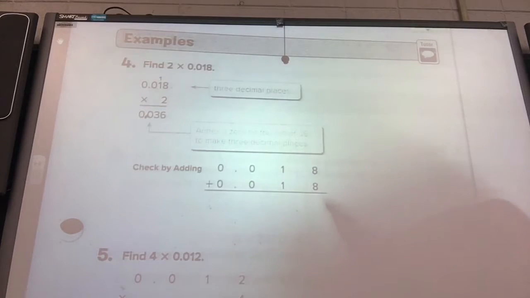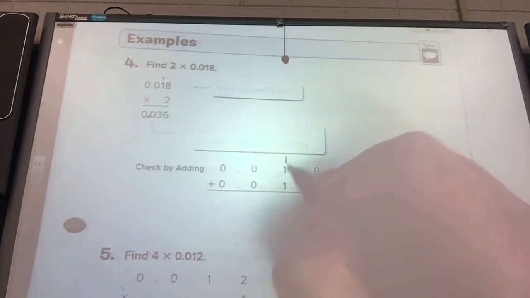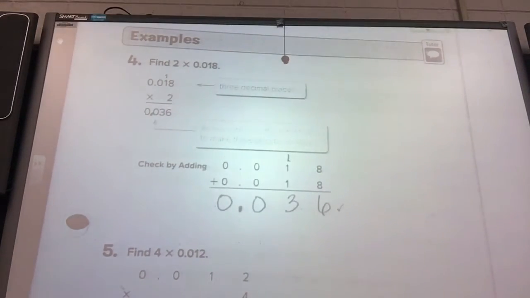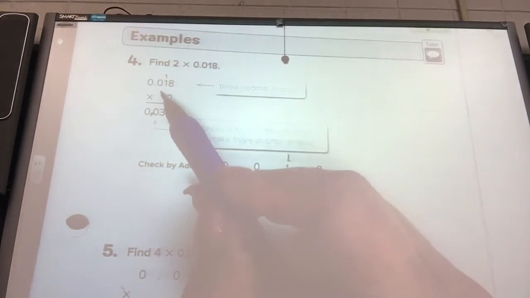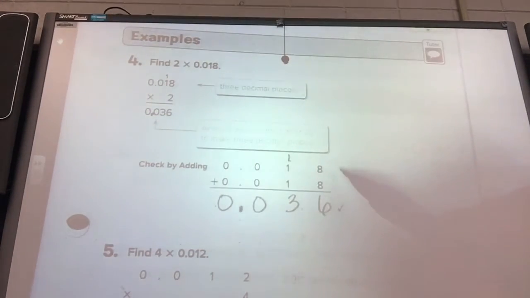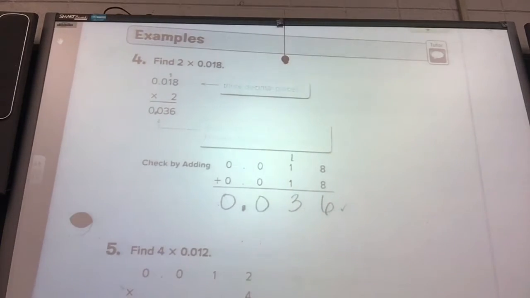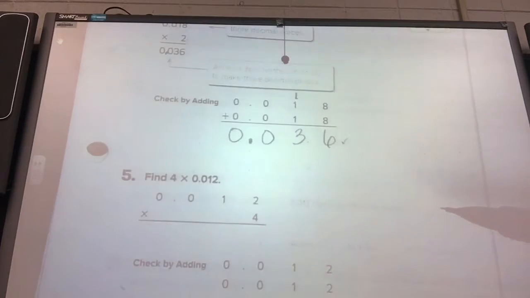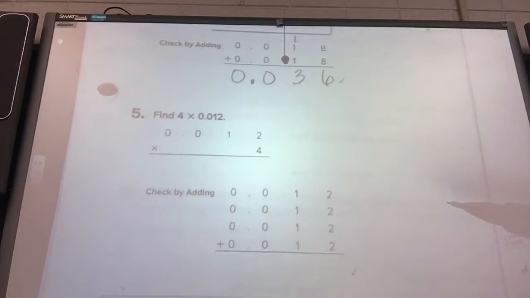So first of all, let's check this by adding. 8 plus 8 is 16. Carry the 1. 1 plus 1 plus 1 is 3. 0. Decimal point, 0. So all they did was, since it was 0.018 times 2, we're going to add 0.018 plus 0.018, and we will know that we are correct.